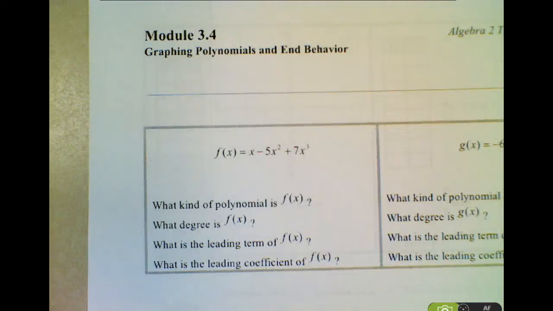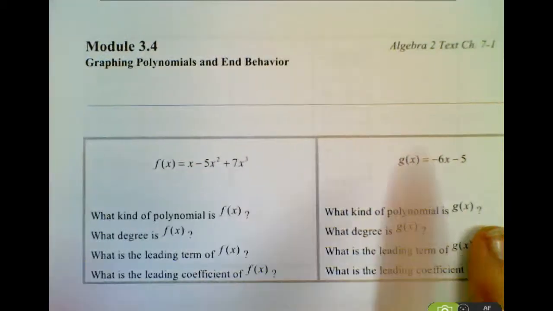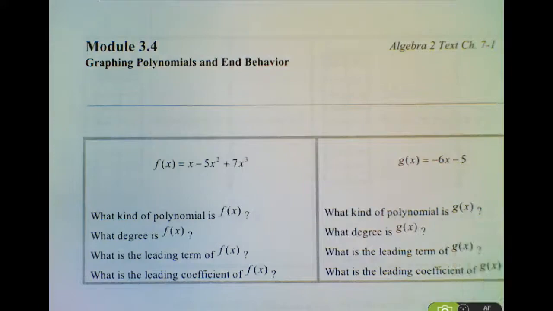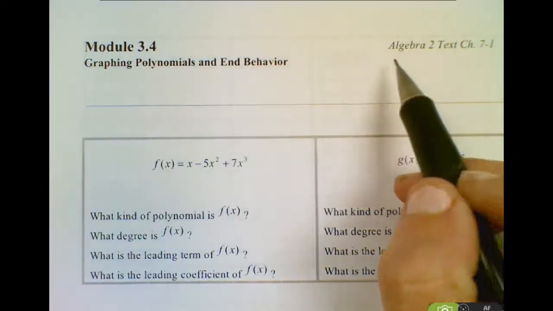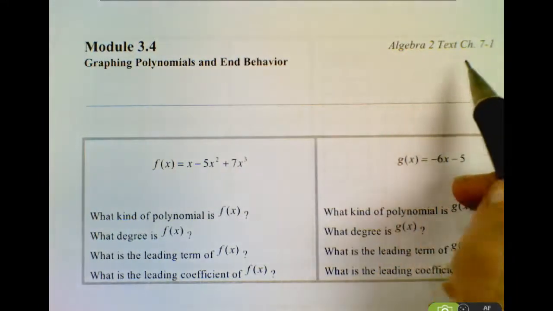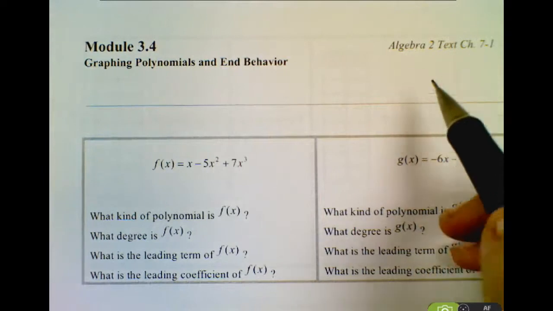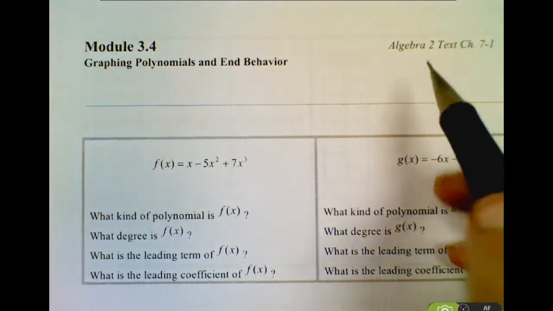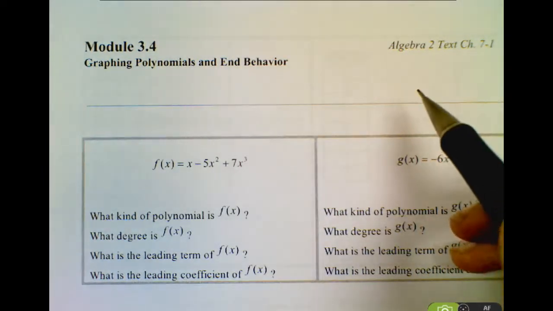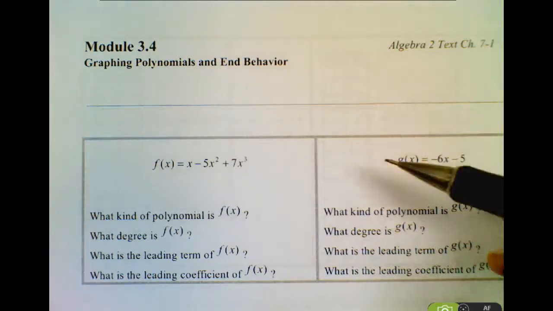Okay, so working on module 3.4, graphing polynomials and end behavior. This is section 7.1 in the text. You'll notice that I'm not giving you problems for this section because we are graphing in class on Wednesday and Thursday. That will take care of your practice problems for this section. However, if you would like extra problems to do for some extra credit, please ask me for those and I will get those to you on Wednesday and Thursday.